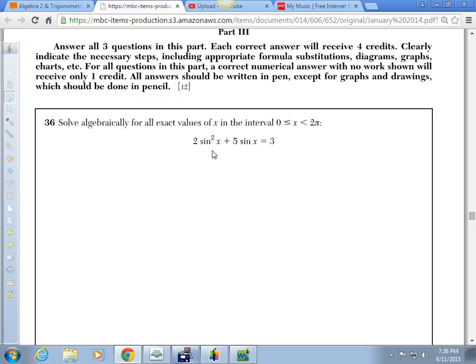It's a quadratic, right? So what's the first thing we're going to do to it then? Set it equal to 0. This is one we were able to factor, right? Okay. And why did they ask for our answer in radians?